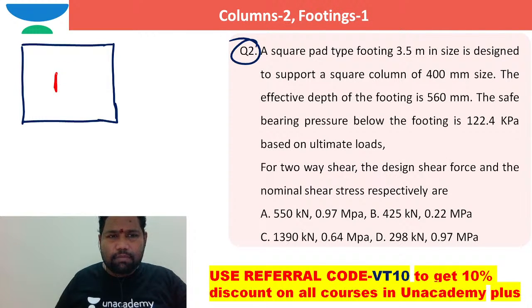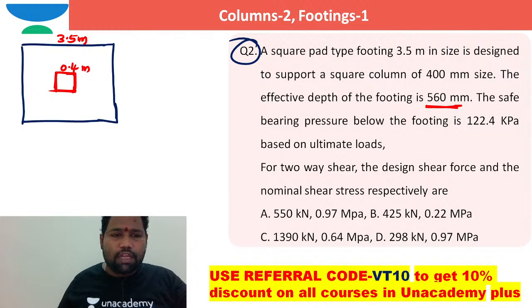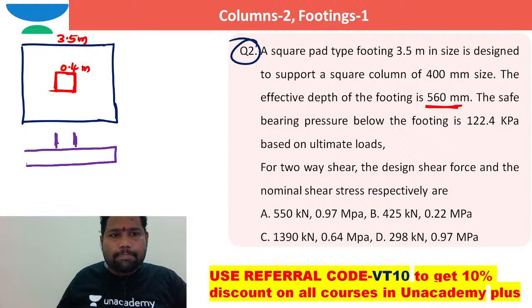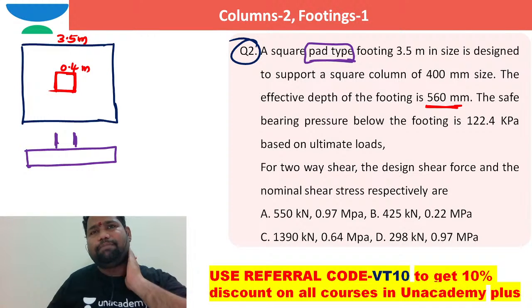The data is one and the same, but the question that was asked for the data is different. This is 0.4 and this is 3.5 meter. Right? The effective depth of the footing is 560 millimeter. So what is the effective depth of the footing? It's a pad footing they are saying. When it is a pad footing, it is a prismatic footing. That means the depth is not at all varying.